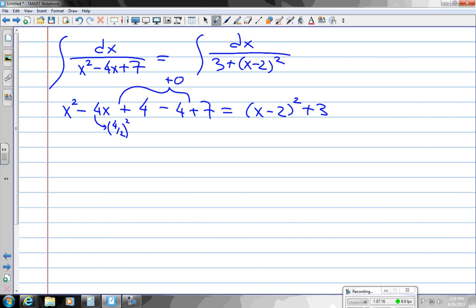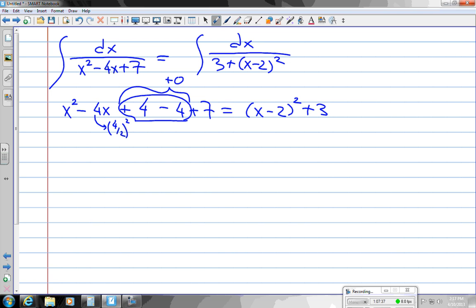Sorry, I know completing the square is real, but how did you get plus 0 there? Well, because I added 4 and subtracted 4 at the same time, so that's really not changing anything. This 4 became part of the perfect square. That negative 4 turned 7 into a 3.